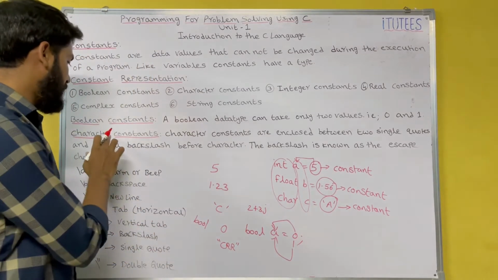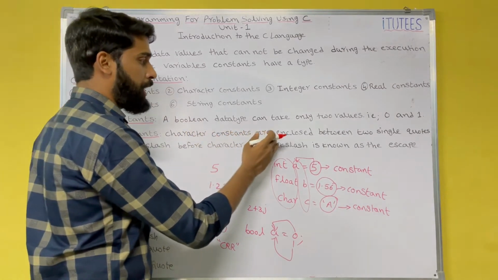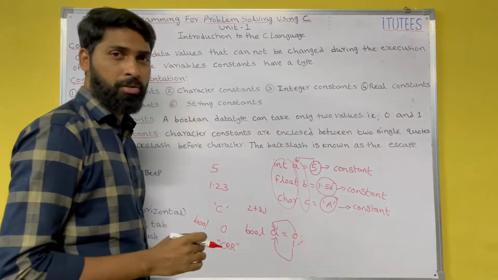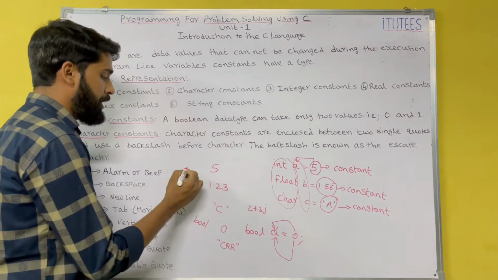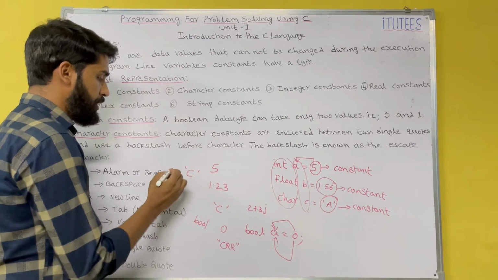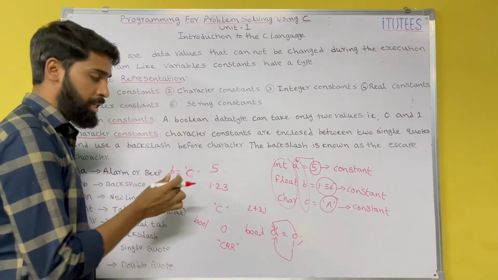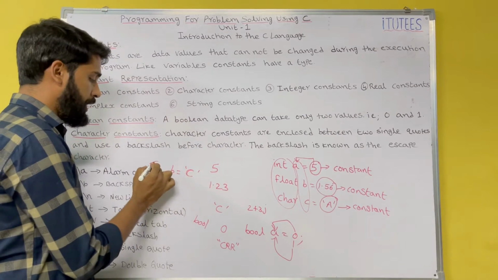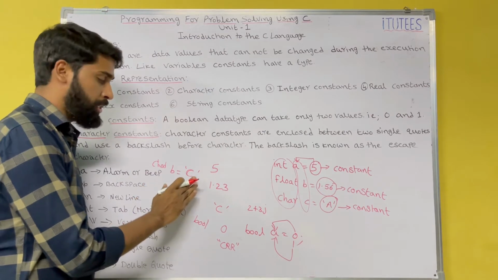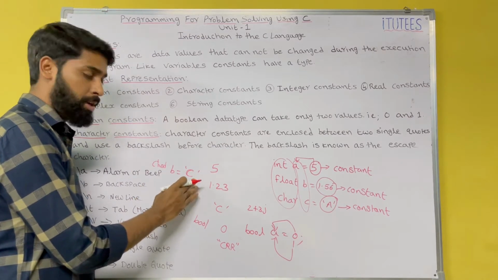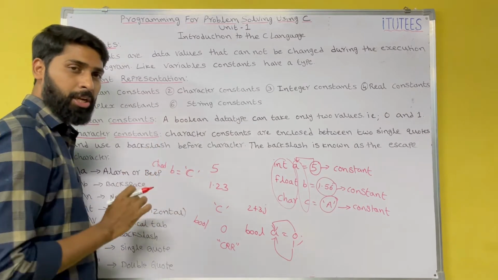Next, character constants. Character constants are enclosed between two single quotes. What it means? For example, I want to assign c to a variable b. How can I assign? You can write the constant c in single quotation and assign to b. I can write like this, char b equals 'c'. How can I assign this character to the variable b? By using the single quotation.